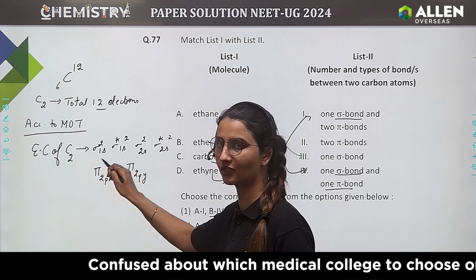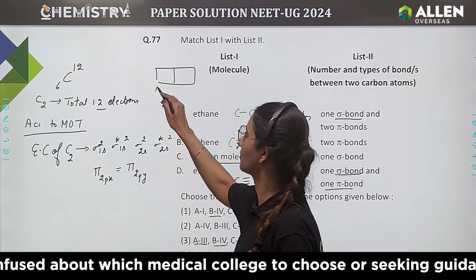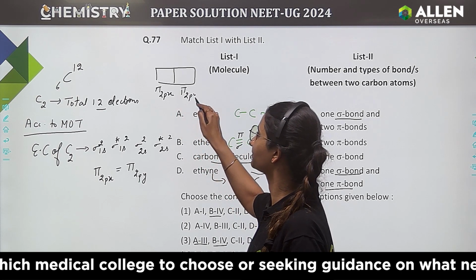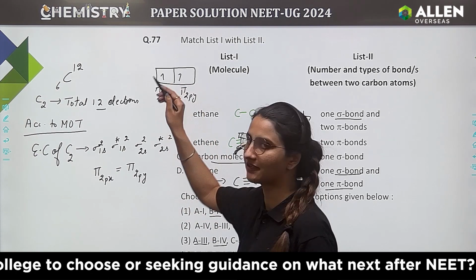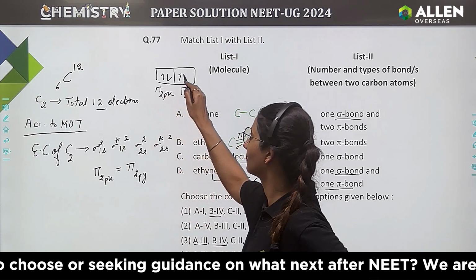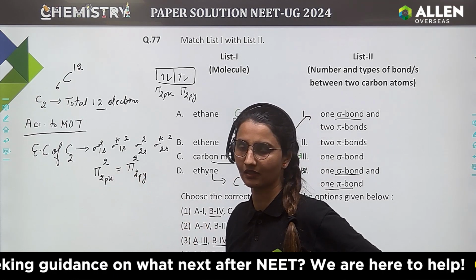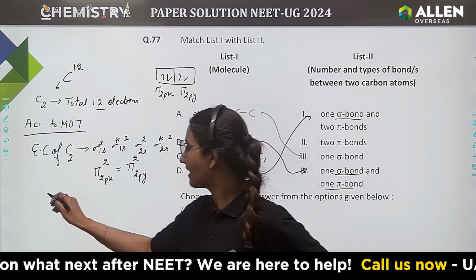First 1 electron here. These are the boxes, dear students. This is your pi 2px box. This is your pi 2py box. According to Hund's rule, put 1 electron in each because they have the same energy, then pair. So 2 electrons here, 2 here. Have I used 12 electrons? Yes. Then I find the bond order.